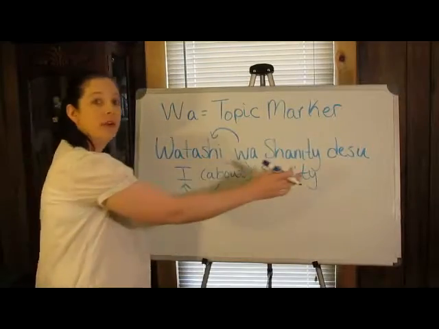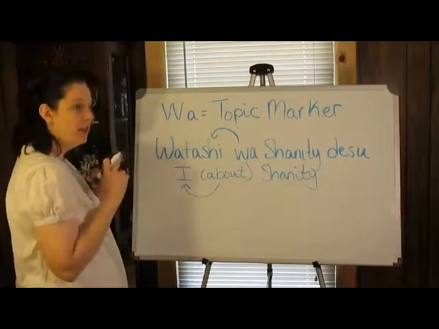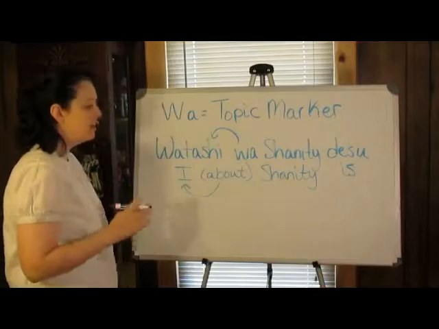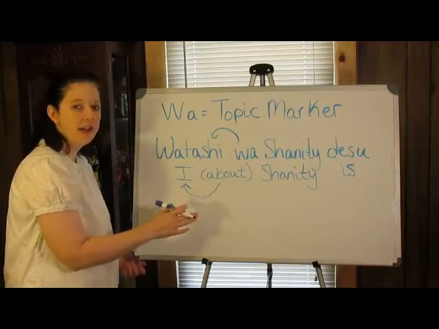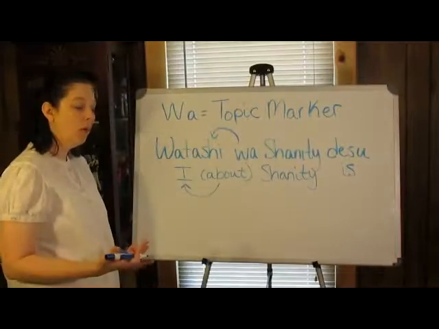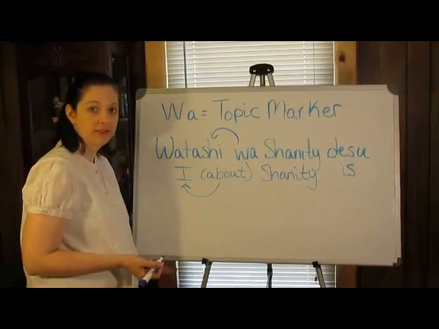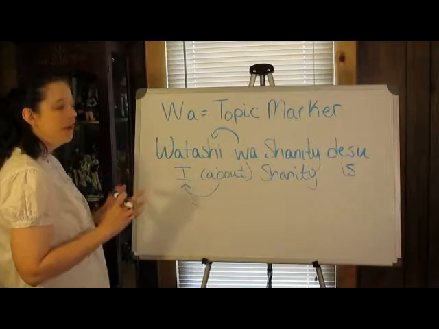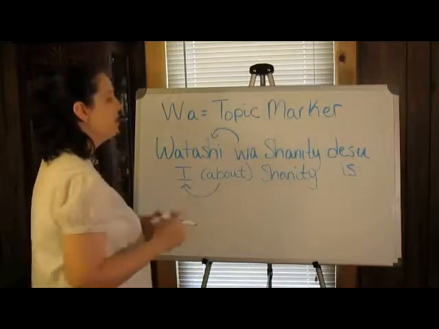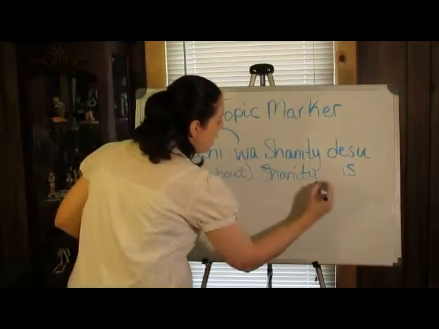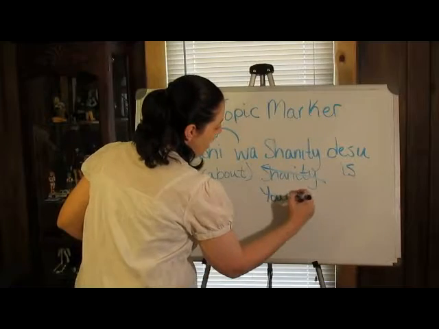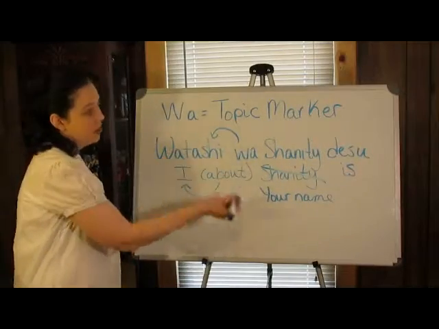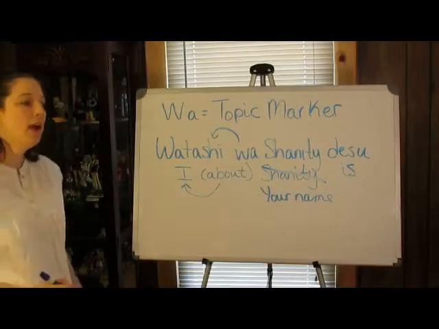And then if you remember, desu is the verb for is, are, or to be. So basically you're saying, about I, Shanity is. Or, I am Shanity. So, this is a very useful sentence because now you can take my name out, put your name, and let's say your name is Chris. Watashi wa Chris desu. Okay?